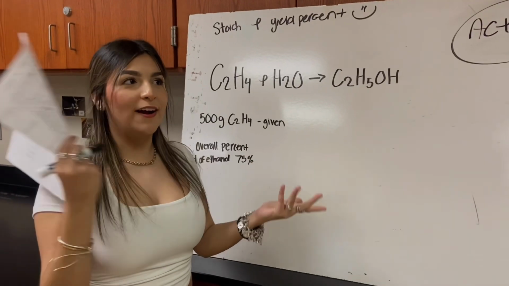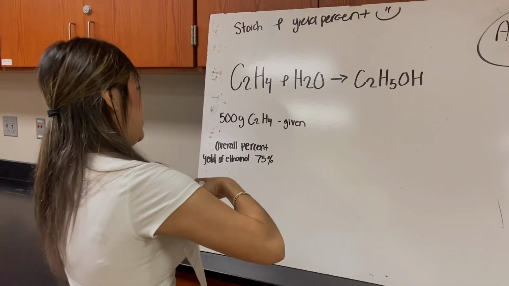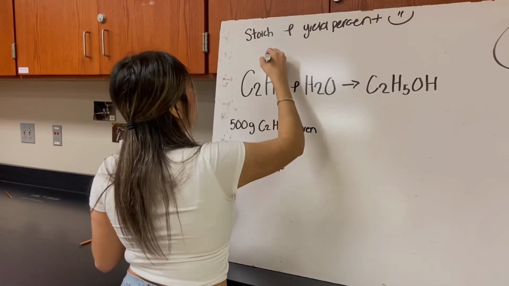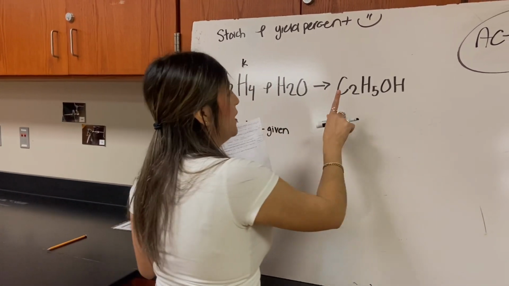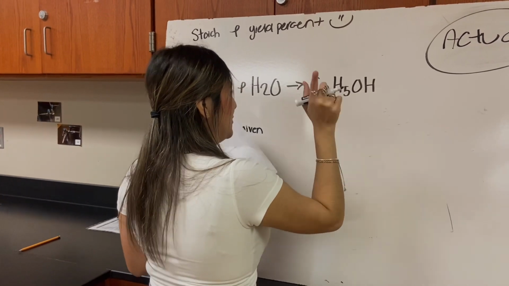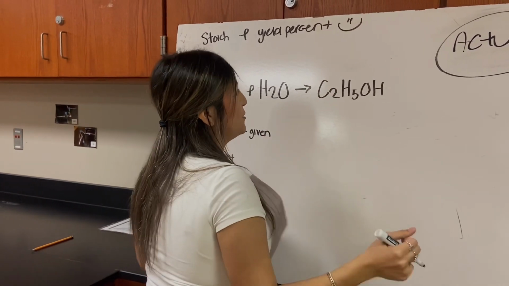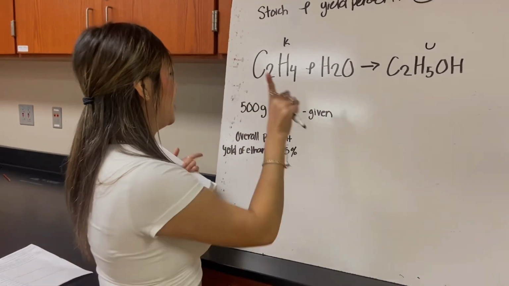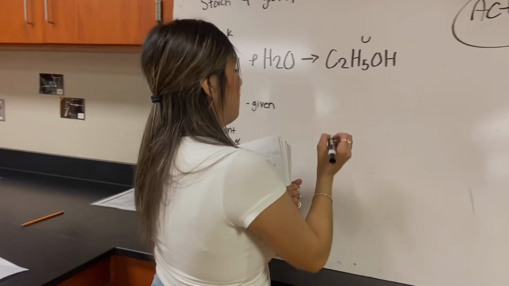Now we gotta label our unknown and our known, which our known is what is given to us, which is 500 grams of C2H4, and our unknown, which is C2H5OH, which is what we're always gonna look for. After labeling our known and unknown, we have to convert grams to moles.